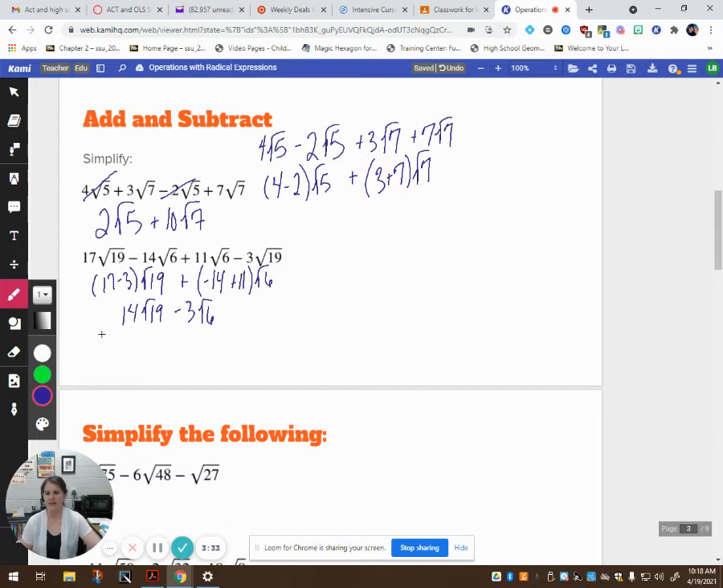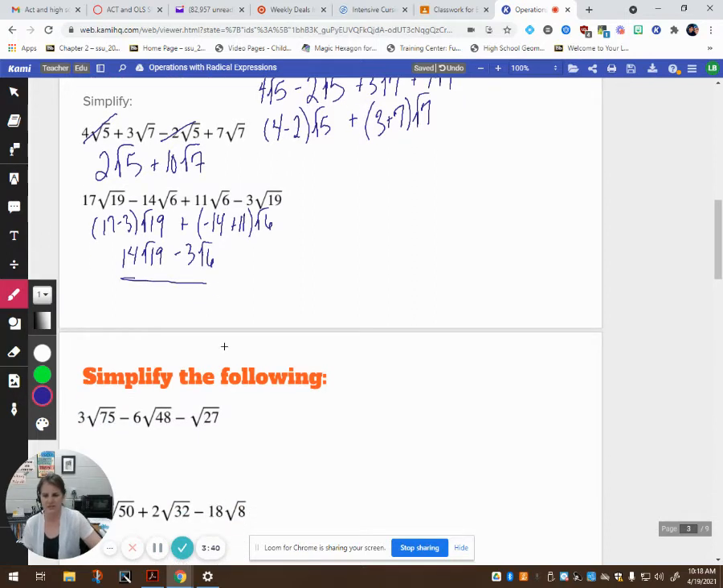All right, and there it is. Hopefully everybody came up with the same answer: 14 square root of 19 minus 3 square root of 6.